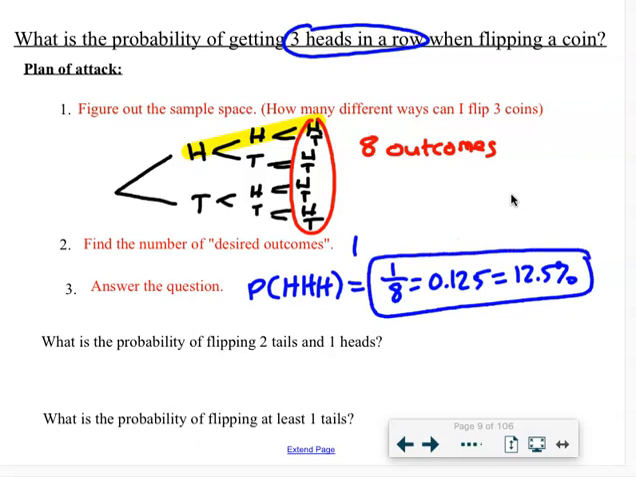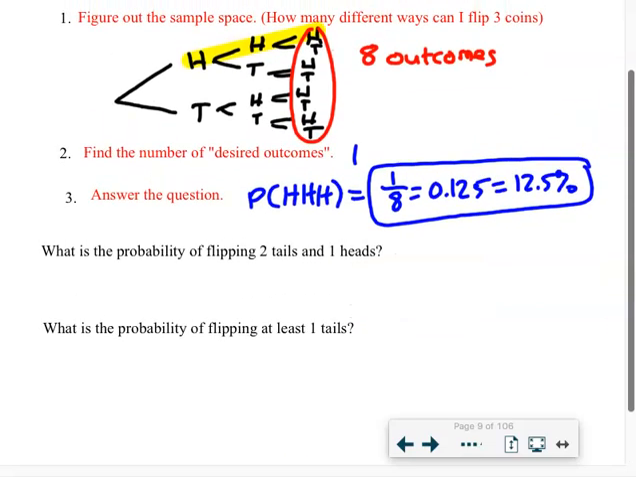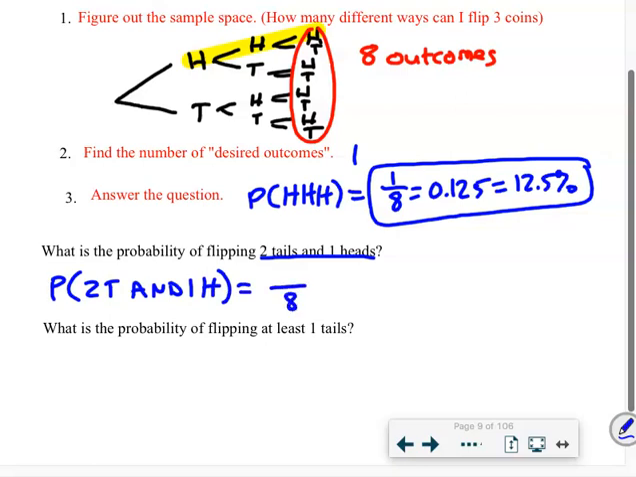All right, well, since we already have the tree diagram, we can answer this question too. We want the probability of flipping 2 tails and 1 heads. Okay, all right, so 2 tails and 1 heads. So the probability of getting 2 tails and 1 heads, we have to think about the number of ways that's possible out of 8. Okay, well, here is one solution that has 2 tails and 1 heads.